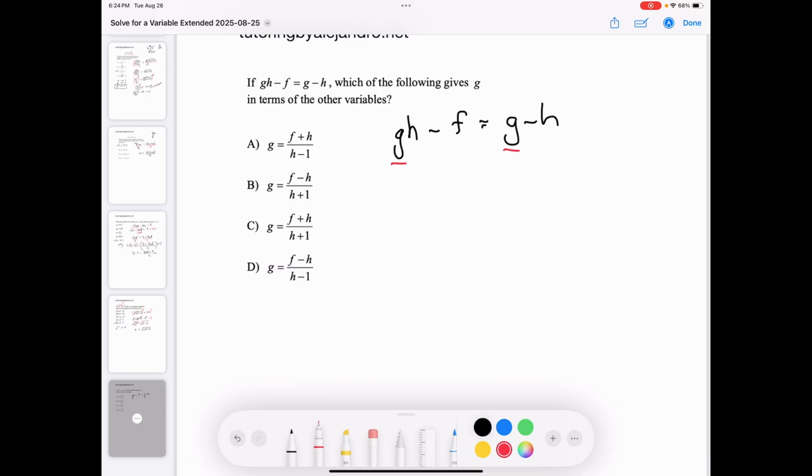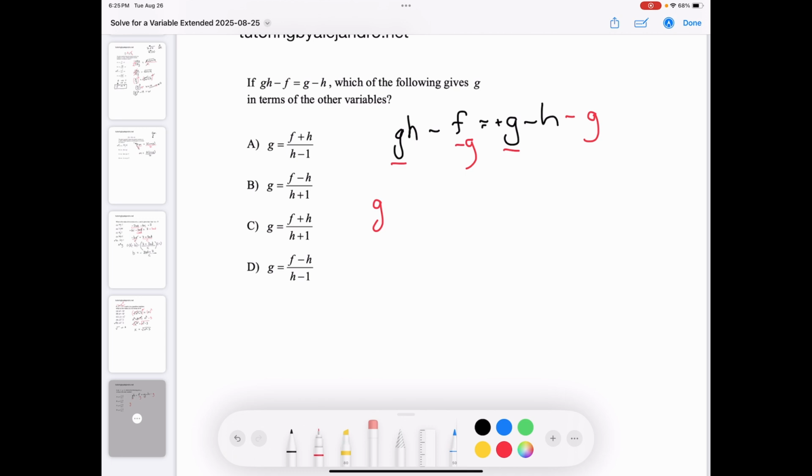So we have to essentially make sure that all the G's are on one side. It doesn't matter if it's the left or the right. I'm just going to choose moving all the G's to the left. So the G on the right has an invisible plus sign, it's positive. So in order to get rid of it, I am going to apply the opposite operation, which means subtraction. I'm going to subtract by G on both sides.